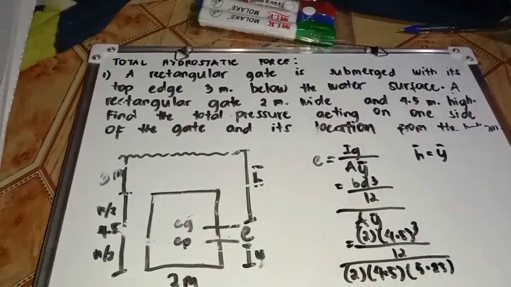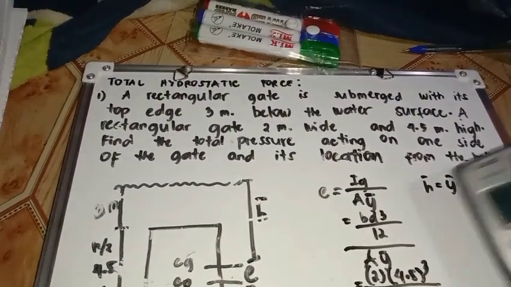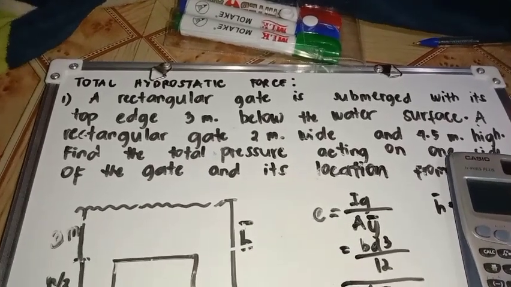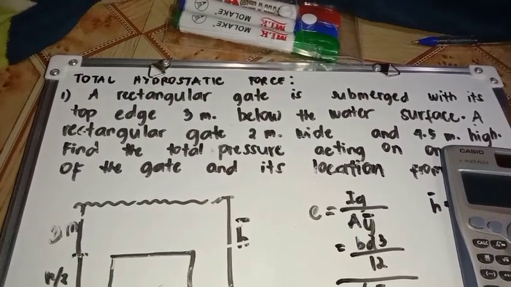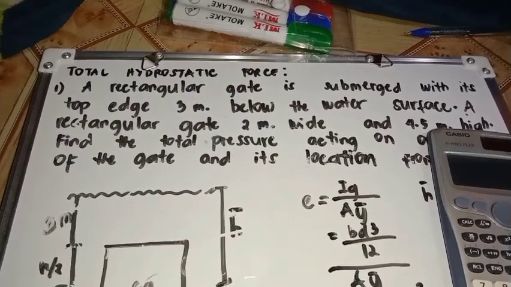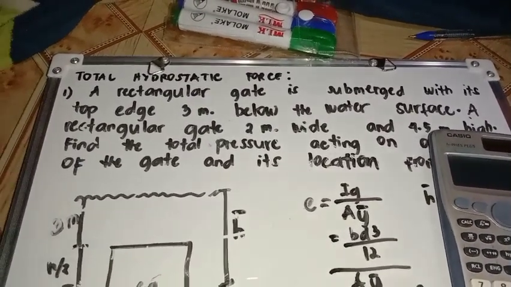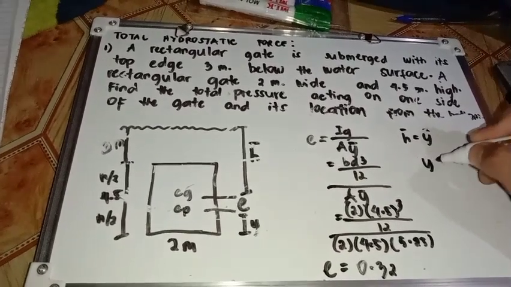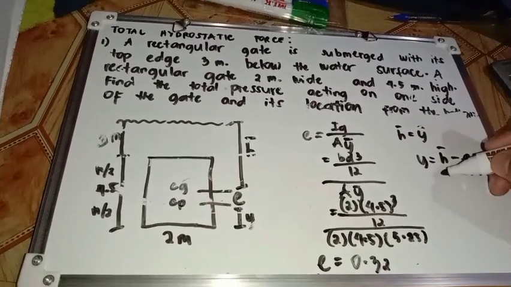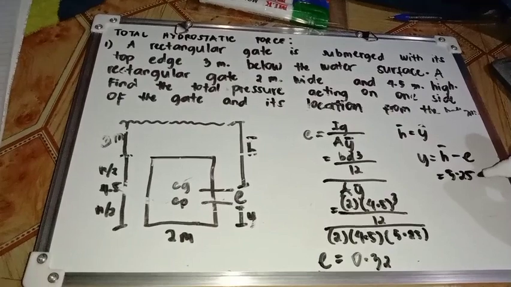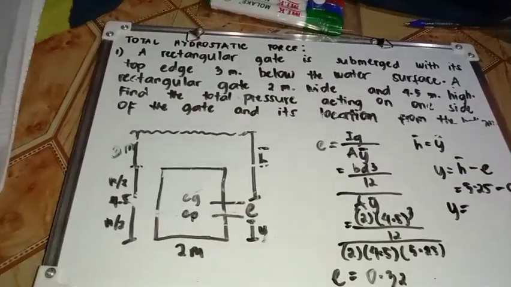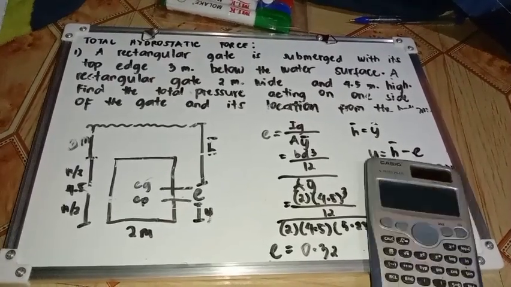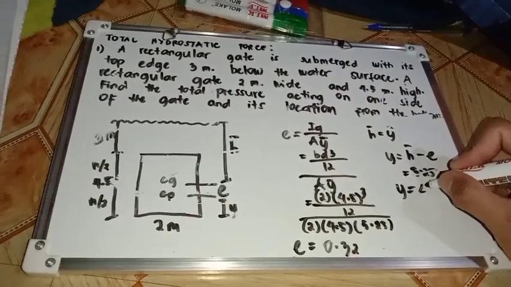So, our A is 0.32. So, makuha na to sa Y. So, Y is equals to bar H minus A. So, bar H is 5.25 minus 0.32. So, our Y is 4.92.